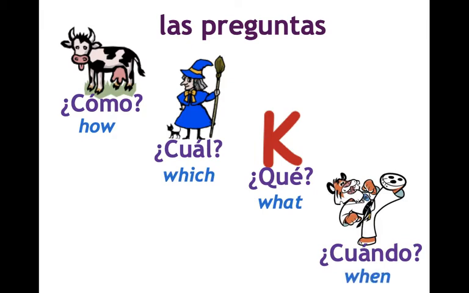Notice that each of these interrogative words has an accent. ¿Cómo? The stressed syllable, the first O. ¿Cuál? The stress is over the A. ¿Qué? That accent is on the E. And cuándo, the stress is on the A. Maybe a little memory hook there for you. Hope so.